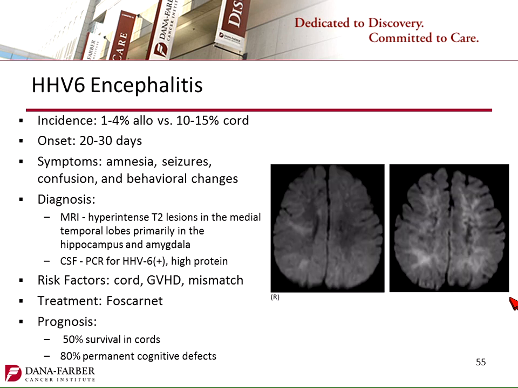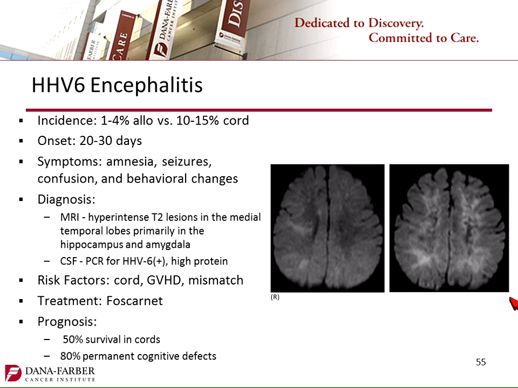So what about HHV6 encephalitis, something we often talk about at our institution, in the setting of all of the cord transplants? So the incidence, as you can see, is much higher in cord transplants at 10 to 15% versus 1 to 4% in regular allos. The onset is usually during their initial admission, 20 to 30 days post-transplant. The symptoms are often amnesia, seizures, confusion, behavioral changes, low temperatures. So fevers are less commonly seen with HHV6. It's often temperatures more around 94 or 95.